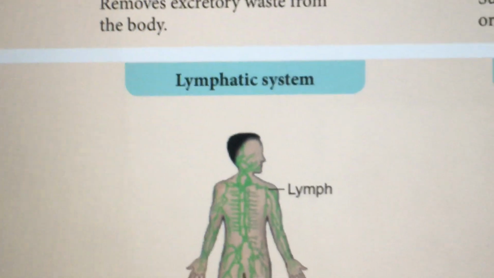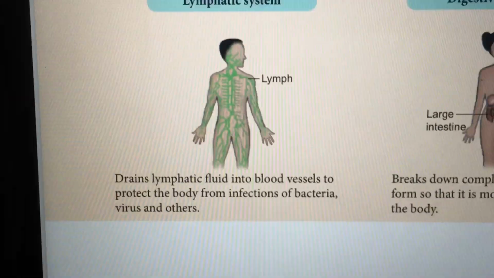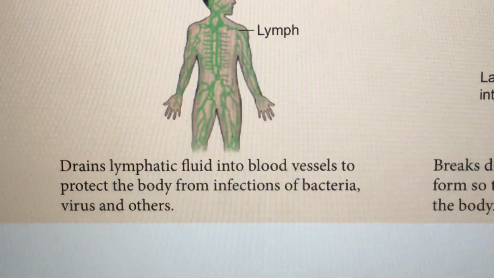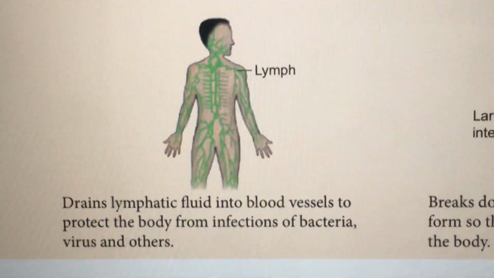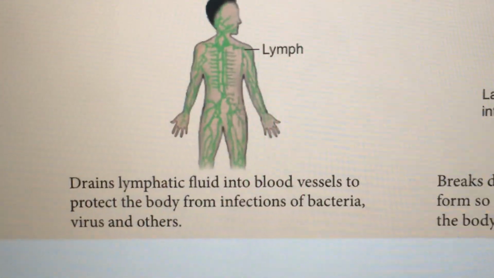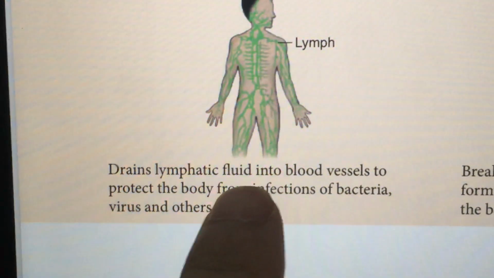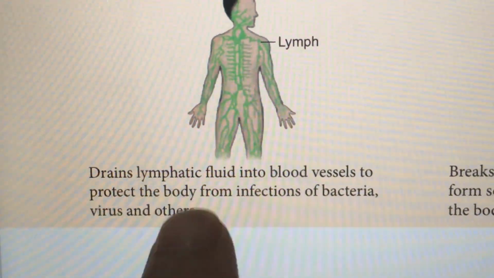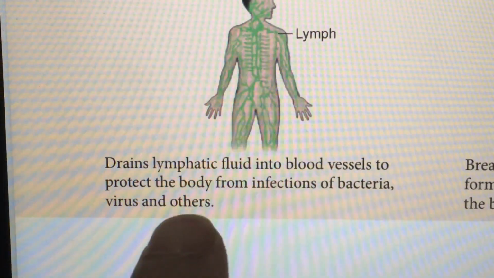Lymphatic system, sistem limfatik. Kita ada lymph iaitu lympha, L-I-M-F-A. Lymphatic system drains lymphatic fluid into blood vessels to protect the body from infections of bacteria, virus and others. Okay, sistem limfatik ini drain is actually longkang. Longkang means menyalurkan. Jadi dia menyalurkan bendalir limfatik ke dalam pembuluh darah untuk melindungi badan daripada jangkitan kuman, virus dan lain-lain.